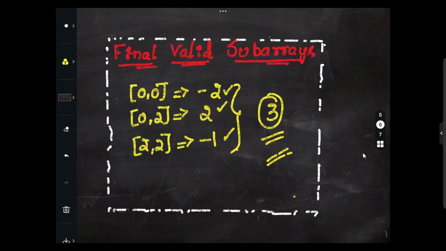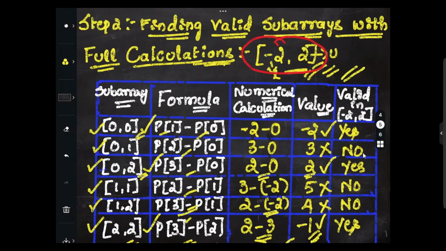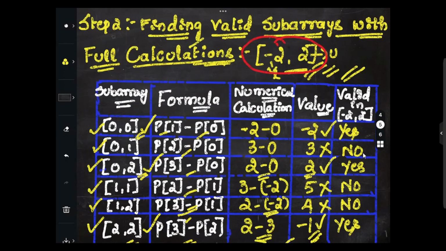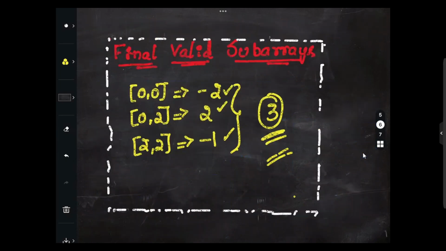I hope this is completely clear. Next let's discuss the edge cases. Before that, I would like to tell you there are only three important steps here. First, we should know how to calculate the prefix sum. After calculating it, we have to identify all the subarrays. Third, we have the formula to find the valid subarrays within the range they have given. That's it, only three steps. Finally we return the count of subarray sums which lie in the range minus 2 to plus 2, for the first example that we considered in the question.